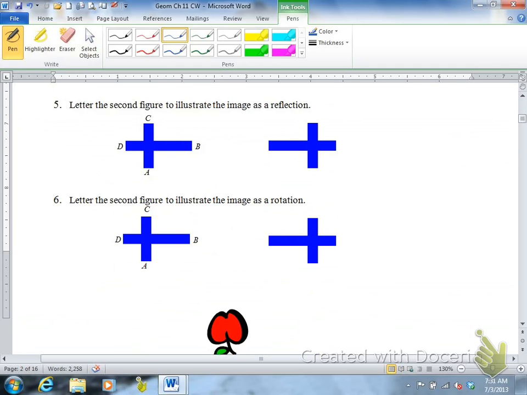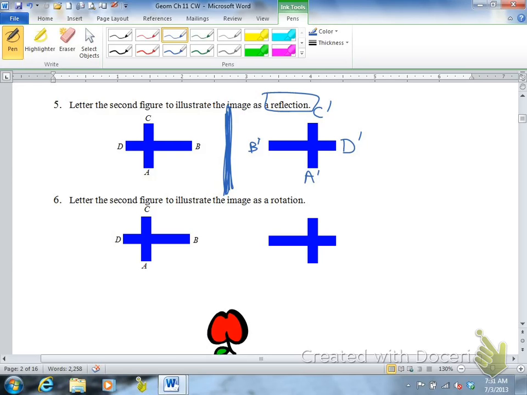Practice with primes. Write the second letter of the second figure to illustrate the image as a reflection. Reflection. So if it's a reflection, it'll be reflecting over this line. The line should be halfway in between, in the middle of the two. Reflection over that line. So the B is going to be on this side, B prime. C prime will be up here, A prime's down here, and D prime's right here.